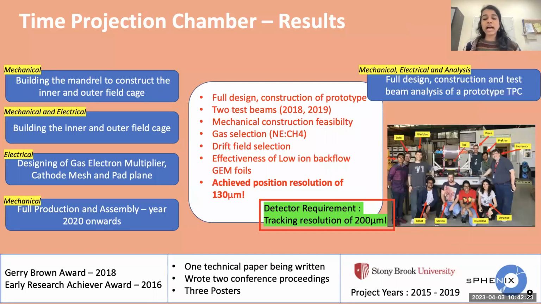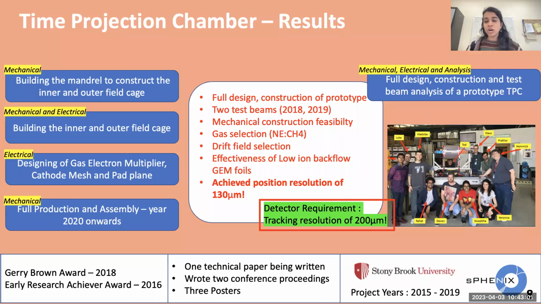In parallel to all this, I also was instrumental in the full design and construction of a prototype TPC that we took to testing at Fermilab in 2018 and 2019. This prototype TPC was essential for us to finalize the choice of gas, the drift field, and the effectiveness of running the gas electron multiplier in low ion backflow mode. At this test beam, we achieved a position resolution of 130 micrometer. Just a reminder that the position resolution that we wanted to achieve was 200 micrometer, which means we did way better than we expected to.